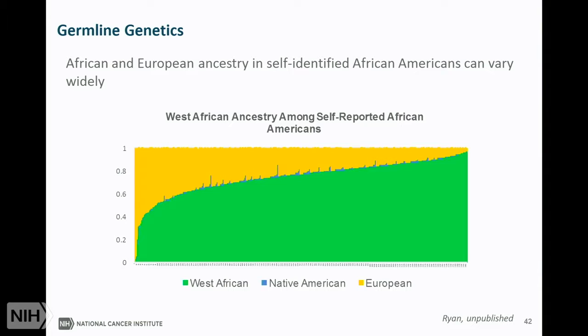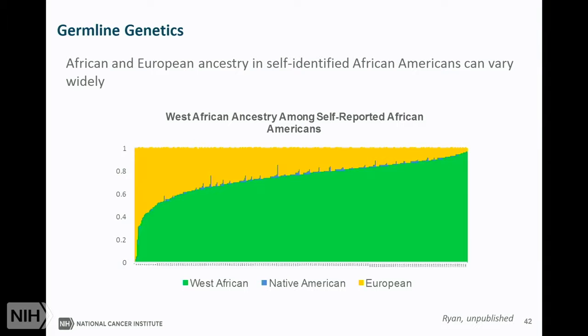For example, I just talked about 8q24 being important from a germline perspective in terms of prostate cancer. If you're looking at a homogeneous population, that's a very easy thing to consider. But if you're looking at a population where the degree of African ancestry varies, then that's also something you need to consider in your studies. So I want to give you a picture of what that looks like.